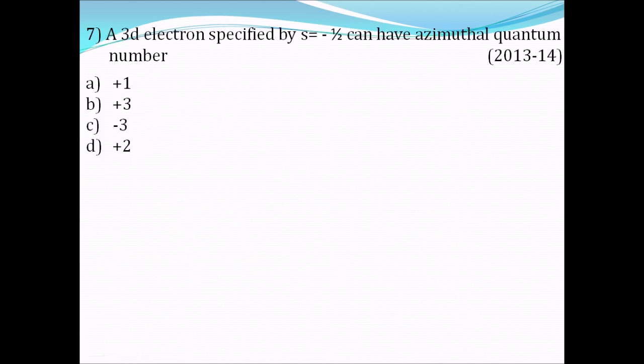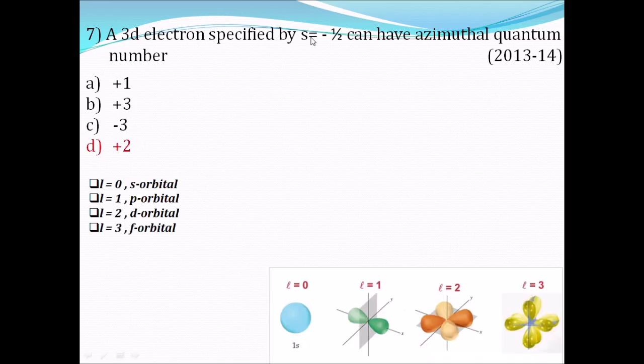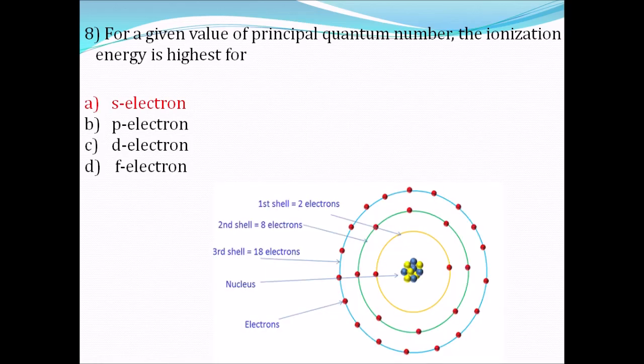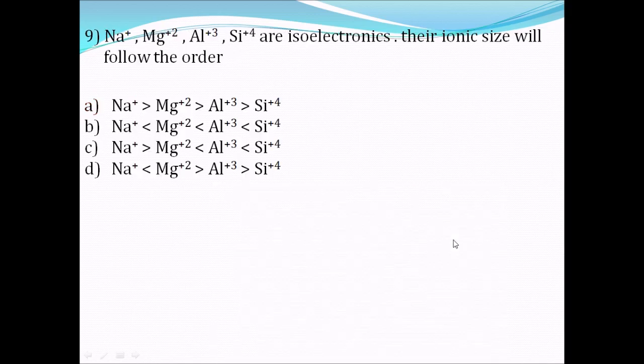A 3d electron specifies l is equal to 2, the azimuthal quantum number. Don't go with anything with s values. They concentrate on d, where d means l is equal to 2. That's it. For a given value of principal quantum number, the ionization energy order is s greater than p greater than d greater than f. As we know that the ionization energy is maximum for those which are nearer to the nucleus, hence the s electrons.